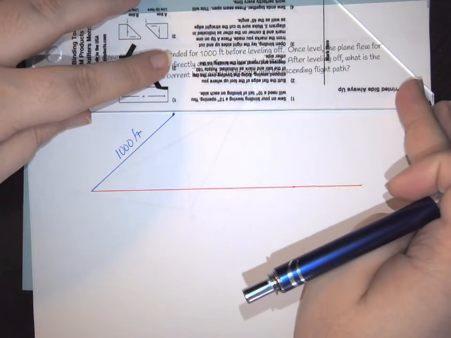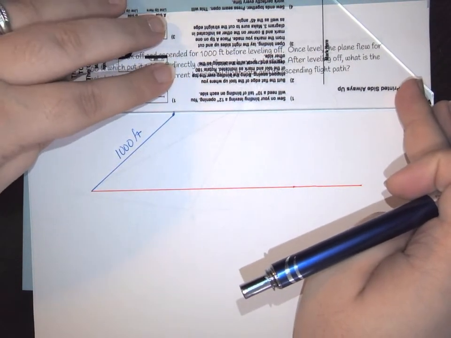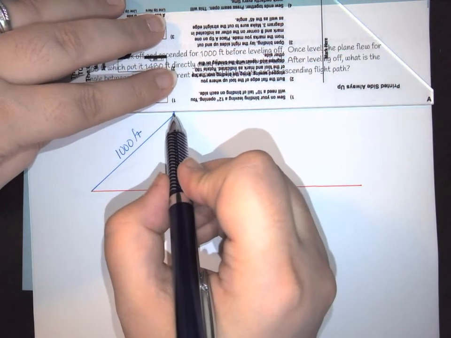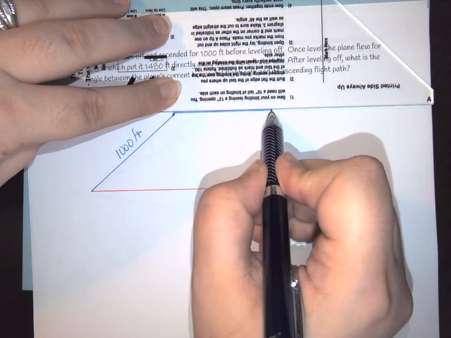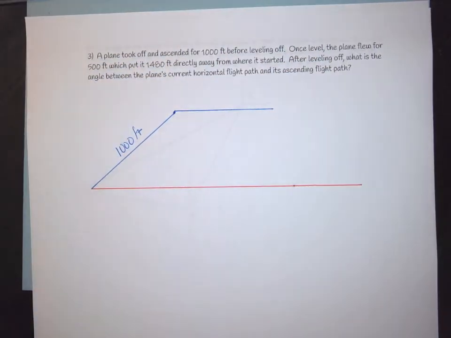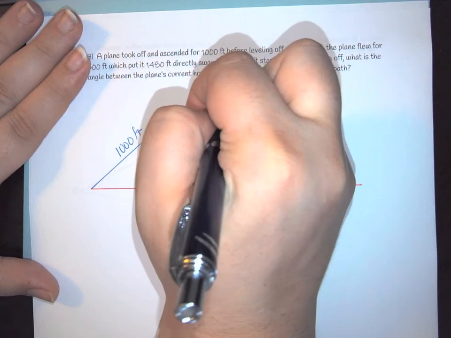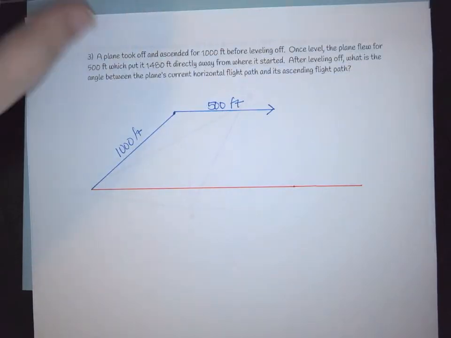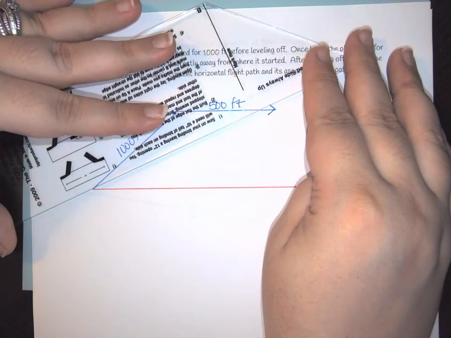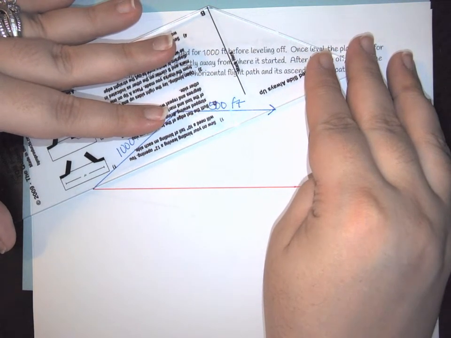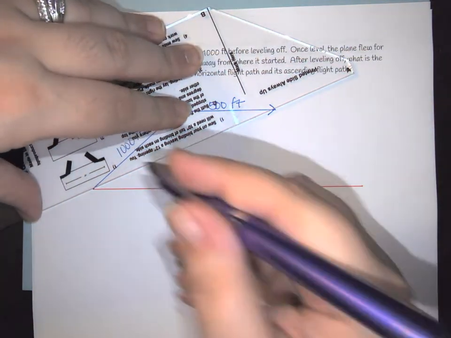So leveling off essentially says we're now parallel to the ground. So we're going to go ahead and draw the parallel. And it says flying for 500 feet. So we are flying in this direction and we've now gone an additional 500 feet. So the question wants to know the angle that we have. So if we look, we actually have a triangle here.